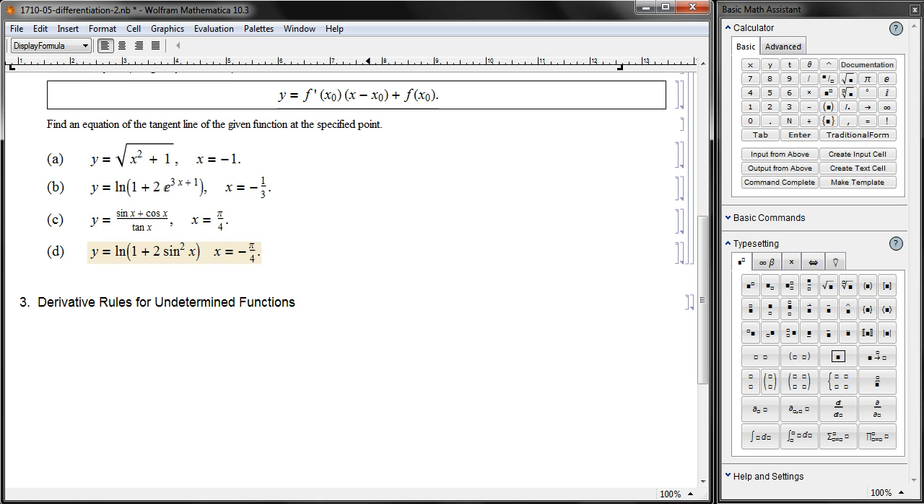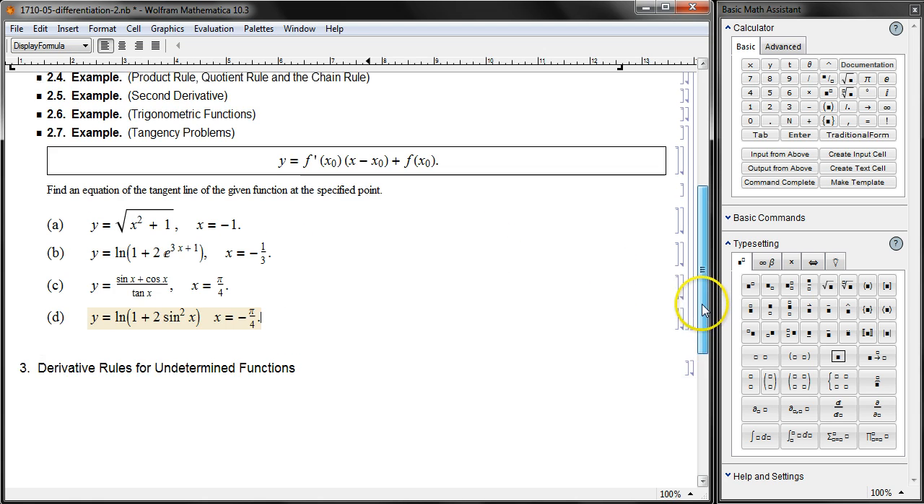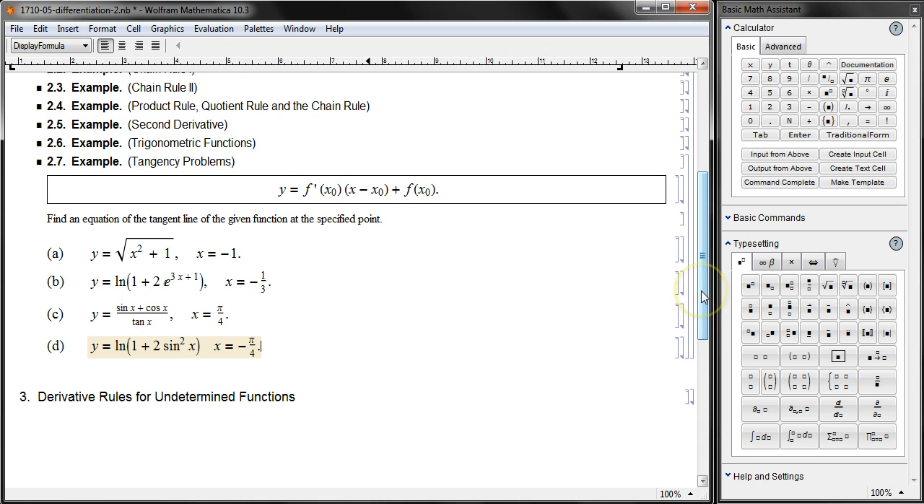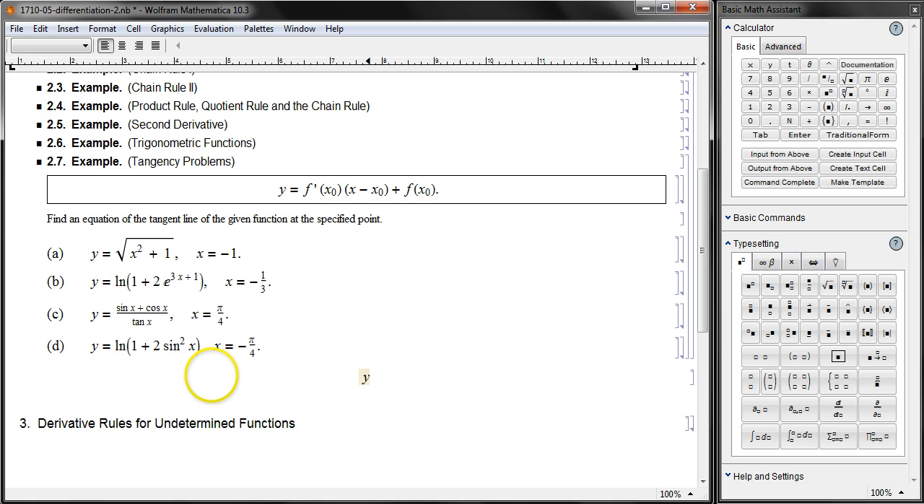The final problem. Again, we can use the same idea. The key computation is the derivative computation using the chain rule. Nonetheless, let's complete the entire problem. Let's begin with y0 to go right over here, which is basically the function value computation at the given point, in this particular case, negative pi over 4.